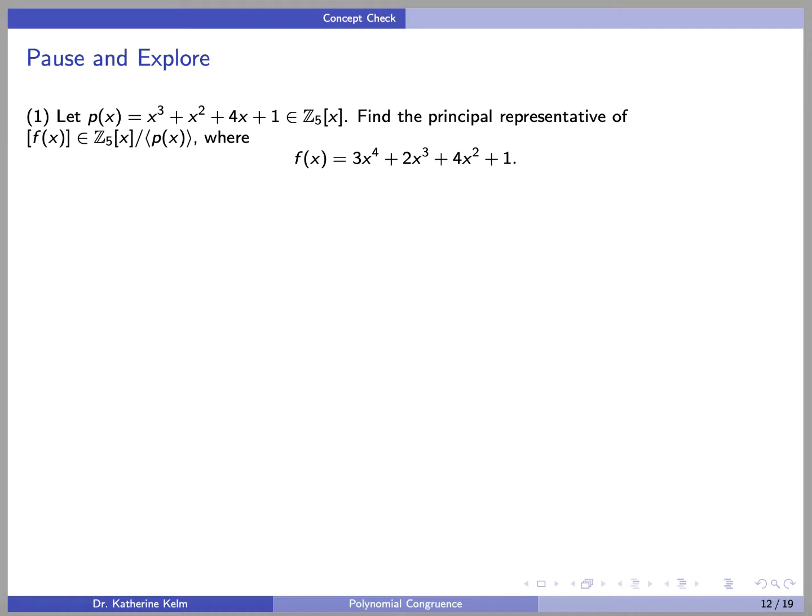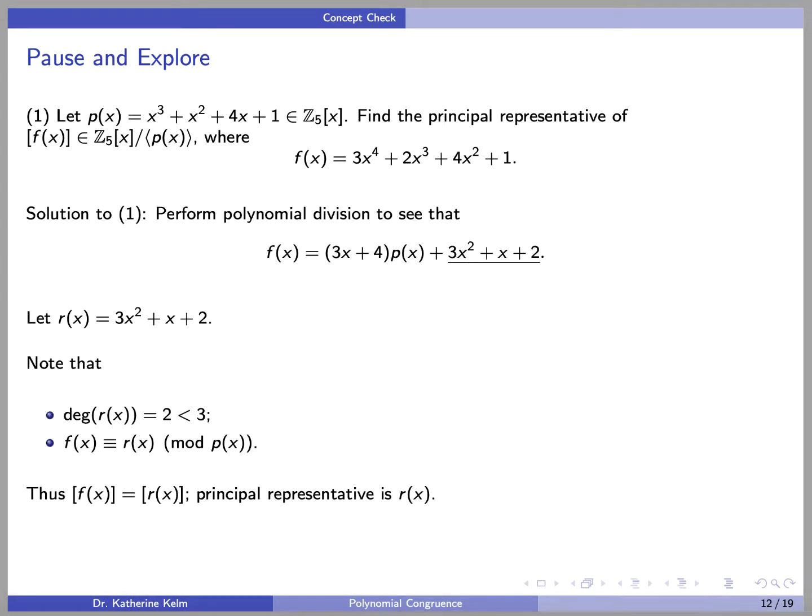with coefficients in Z5. Find the principal representative of the congruence class of f of x, where f of x is equal to 3x to the 4 plus 2x cubed plus 4x squared plus 1. Pause the video and come back when you are ready.